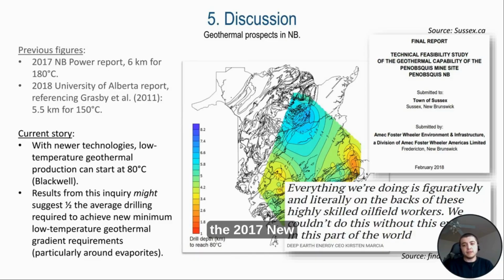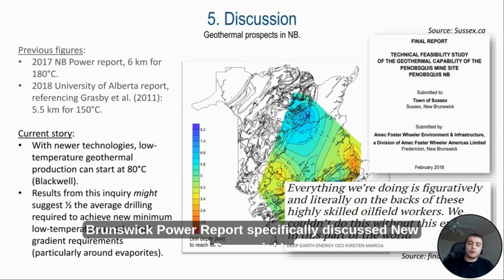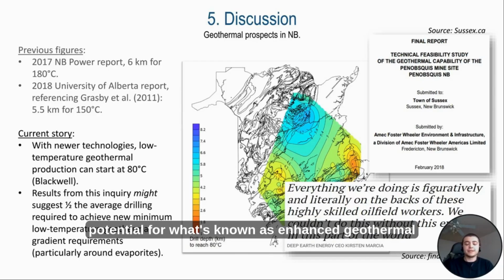Furthermore, the 2017 New Brunswick Power Report specifically discussed New Brunswick's potential for what's known as enhanced geothermal production, which is one technique used when hydrothermal resources are not natively present in the subsurface. Water is pumped down into the ground where it can collect heat from hot, dry rocks at depth, and then it is brought back up to the surface for use in electricity production.